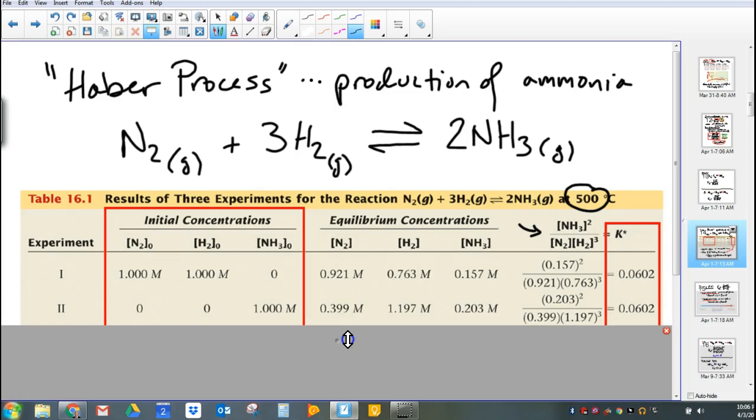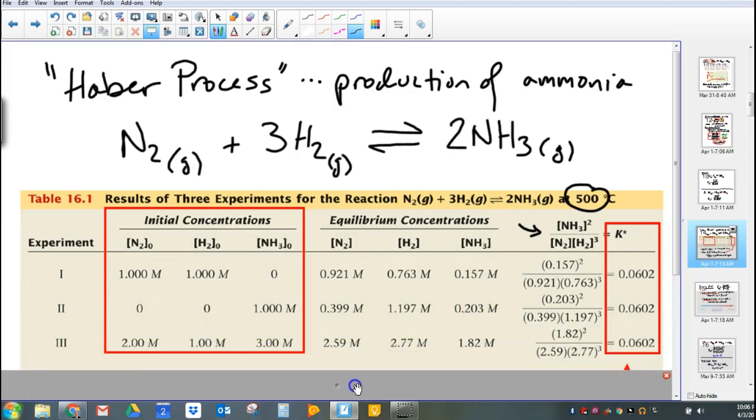Okay, the second experiment is exactly the opposite. No reactants at all, no nitrogen, no hydrogen, and a mole per liter of ammonia. We just inject a mole per liter of ammonia and let it run. And it decomposes, because look, this reaction does run backwards and forms some nitrogen, some hydrogen, some ammonia gas.